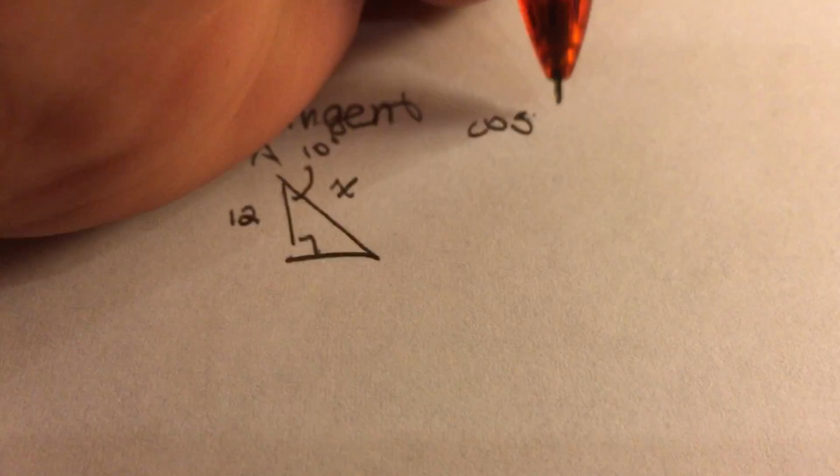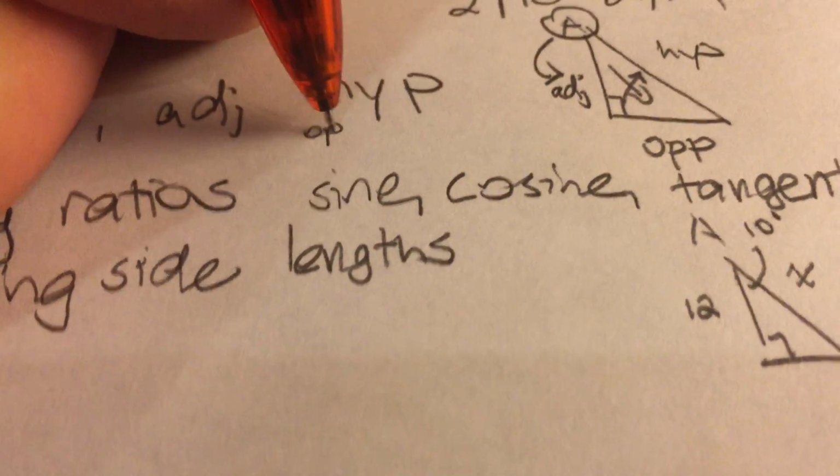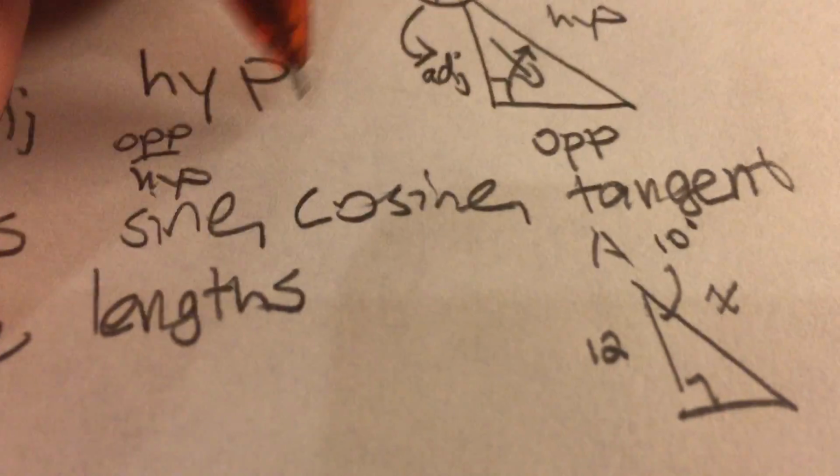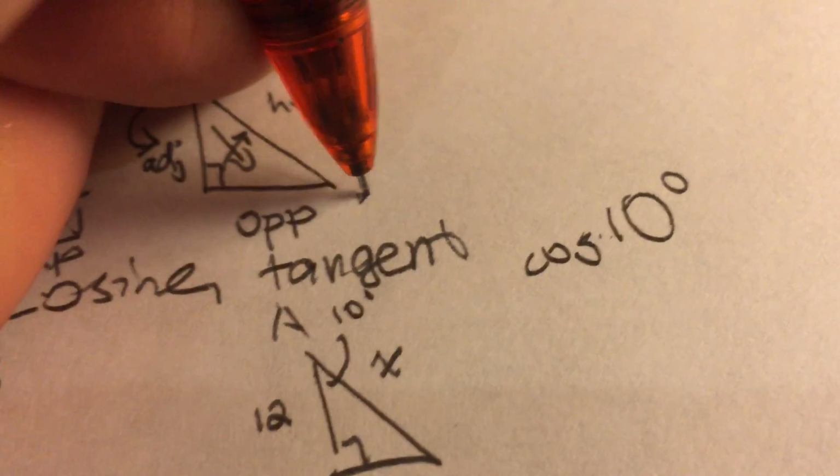So, obviously, this would require cosine. I should probably label these. So sine is opposite over hypotenuse. Cosine, adjacent over hypotenuse. Tangent, opposite over adjacent. So what would this be? Give you some time to think about it. Equals.